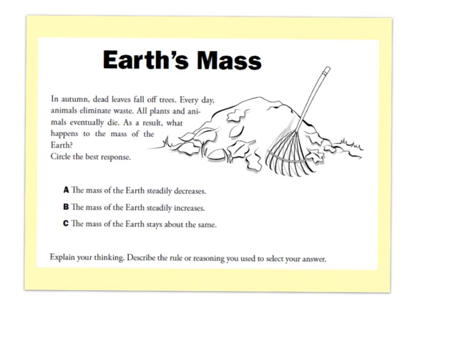Okay, so ultimately, a key idea I want you to take away from this lesson is that when a chemical reaction happens, there is the same amount of stuff afterwards as there was before. And one way of thinking about this is this concept cartoon. So obviously in the autumn, dead leaves fall off trees, every day they eliminate waste. Right, and so what happens to the mass of the earth?